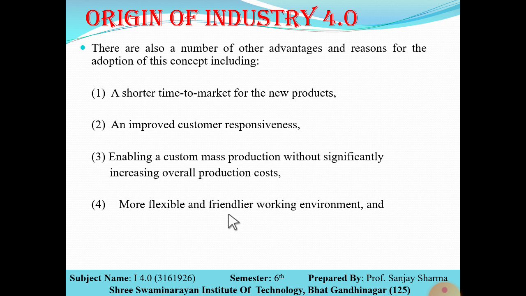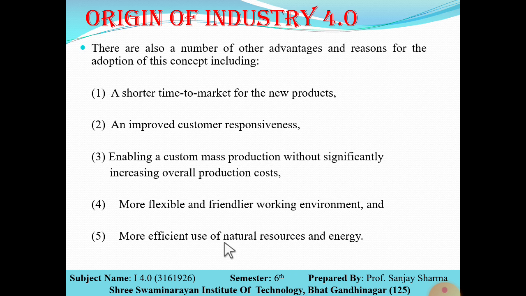More flexible and friendlier working environment. The working environment will be more friendly, peaceful and flexible when everything is managed by machineries and the output we get is as per our requirement. Here we are not dependent on human beings, or we are less dependent on them. So the working environment automatically becomes hygienic, more flexible, and friendlier. So this is the fourth advantage of industry 4.0.